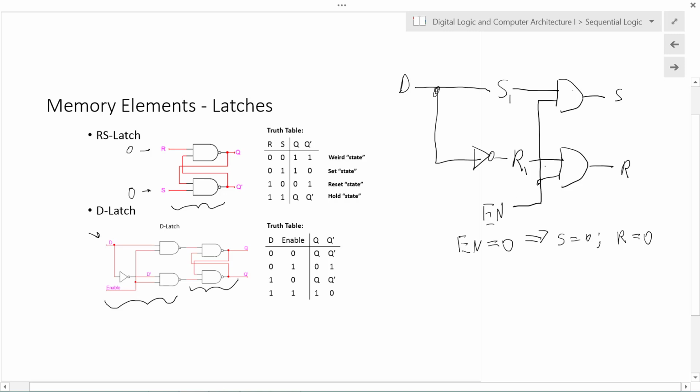If we wish to change it so we get S equal to 1 and R equal to 1 instead, we can first invert these AND gates so we get NAND gates instead. So En equal to 0 is going to imply that S equals 1 and R is equal to 1. So this would be the hold condition.